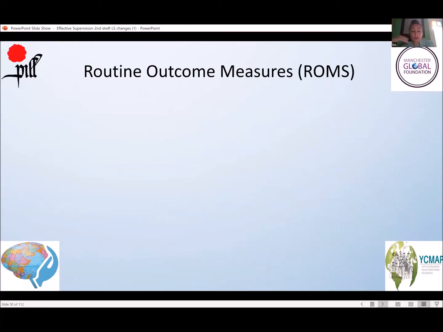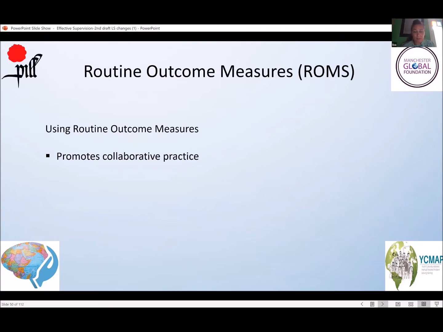Routine outcome measures are an underlying principle of this program. The idea of routine outcome measures is that, with the work that we do with our clients, how do we know that it's working unless we measure it? So using outcome measures promotes a collaborative approach. We are working actively with our clients with regards to the treatment plan and the goals around therapy. They help shape the goals and they take part in the therapy. It's not something that's done to them, it's done with them.